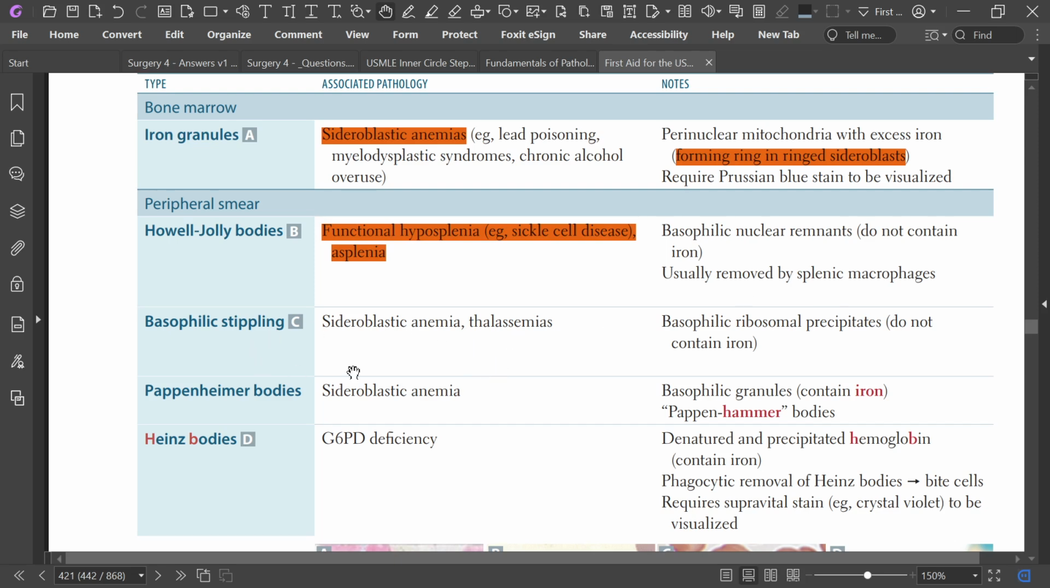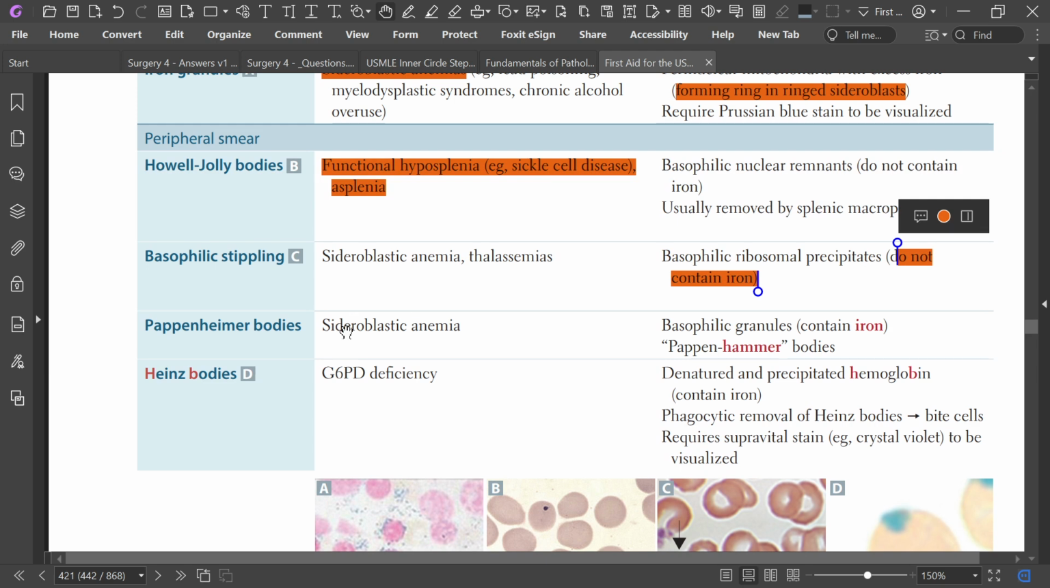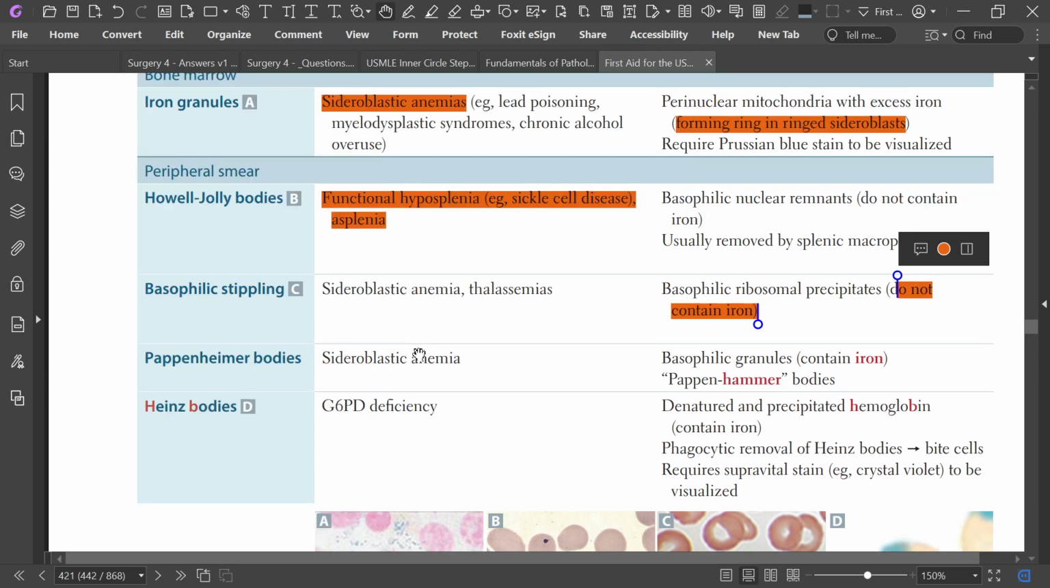Basophilic stippling is seen in sideroblastic anemia and thalassemia. It is precipitated basophilic ribosomes. It does not contain iron. Pappenheimer body is also a feature of sideroblastic anemia. Pappenheimer bodies contain iron, but Howell-Jolly body and basophilic stippling do not contain iron.